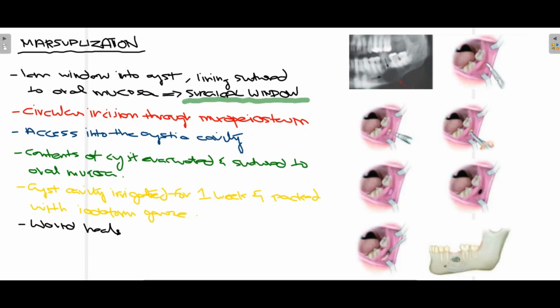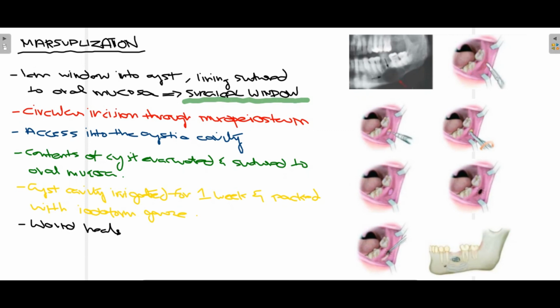Now the last treatment option that is available for the patient with OKC is marsupialization. In marsupialization, a window is created, particularly a 1 centimeter window, into the cyst, and the lining is sutured to the oral mucosa, and this is the surgical window through which the cyst cavity contents are removed. Firstly, radiographically you look at where actually the cyst is present, and then using a circular incision, as you can see in this diagram, the mucoperiosteum is removed.